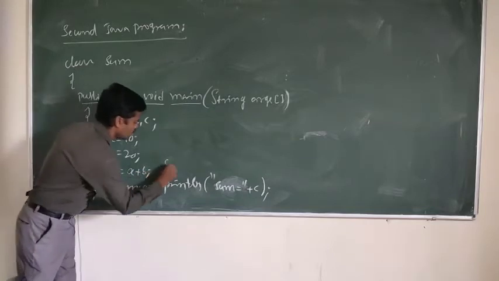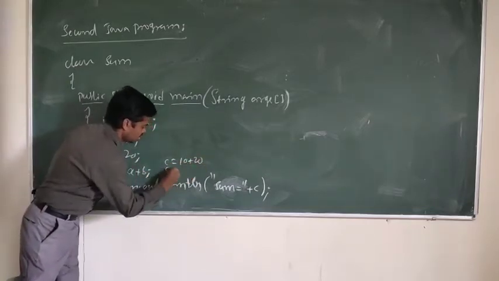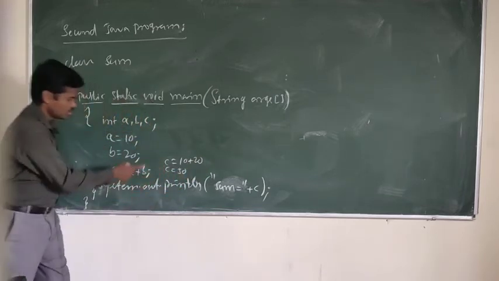Understood here? C is equal to a plus b. A plus b means what? 10 plus 20. Then c is equal to what? 30.